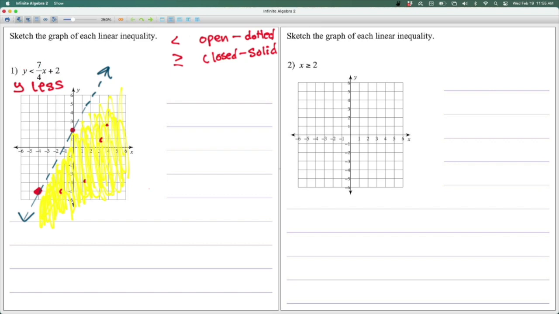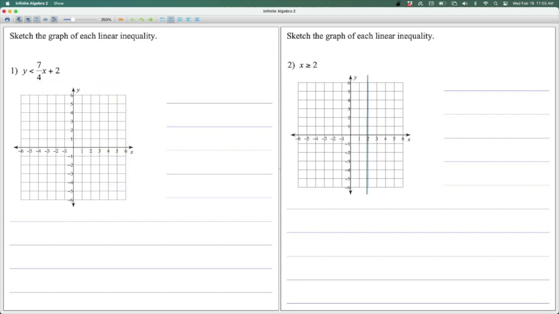Let's do number 2. This graph is an x equals graph. If you remember when you were memorizing, x equals graphs are vertical lines, and this vertical line will go through 2. So let's make our vertical line. Here's our vertical line through 2. We're going to add ends on it. And since this has the greater than symbol, we are going to have a solid line. And now we're going to shade it.